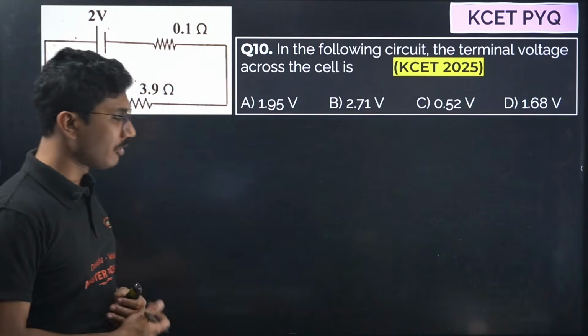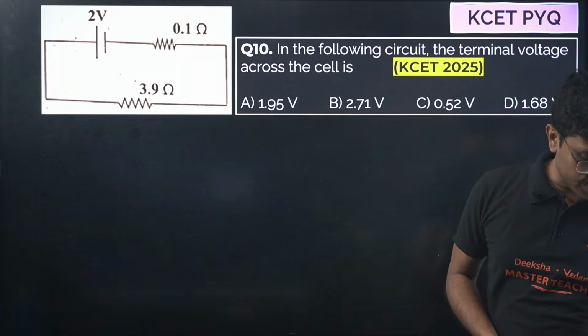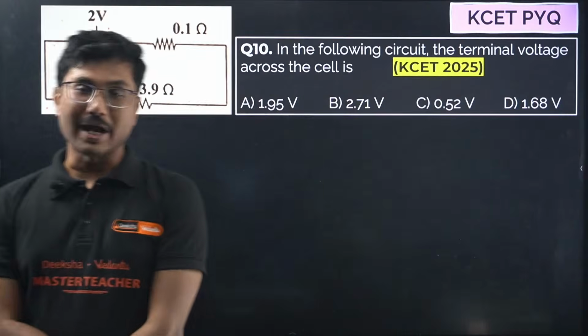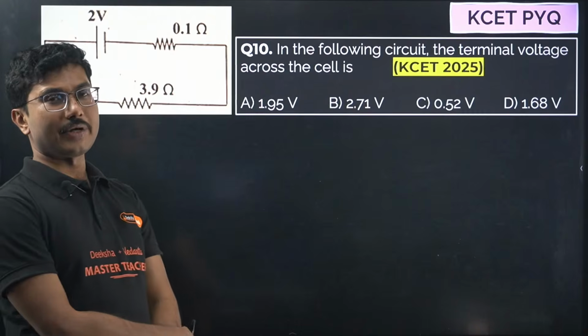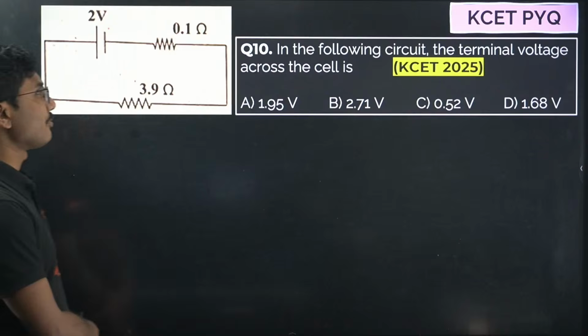Now, based on the combination of cells, we have seen a lot of questions in your KCET, especially in the year 2025. We see 2 questions. In the past also there are instances where few questions came based on this concept. Try to answer this question.